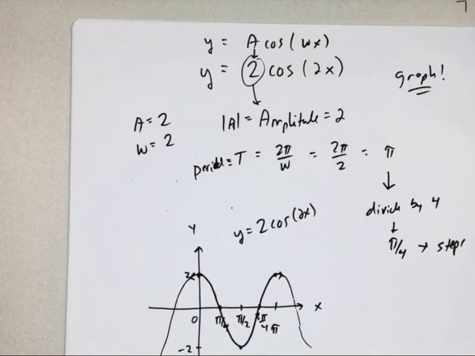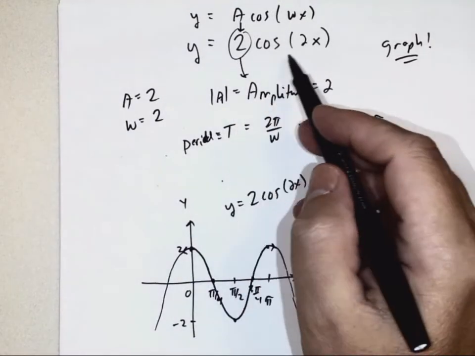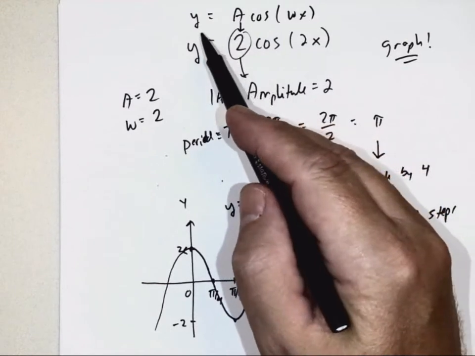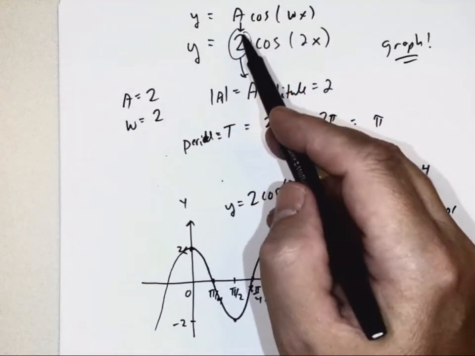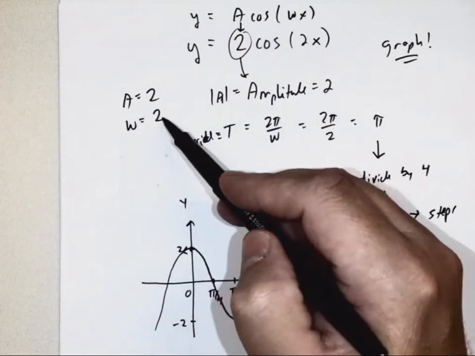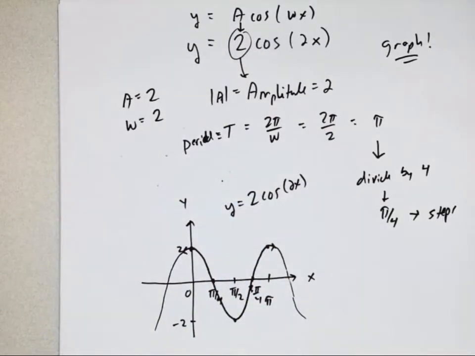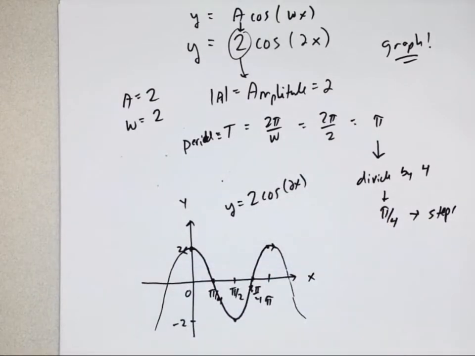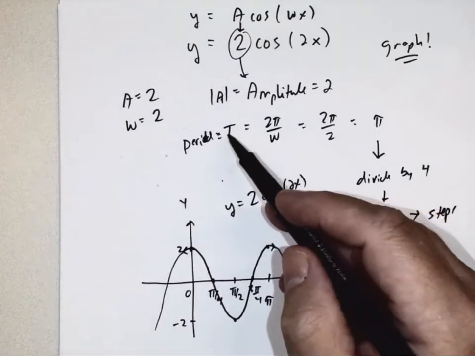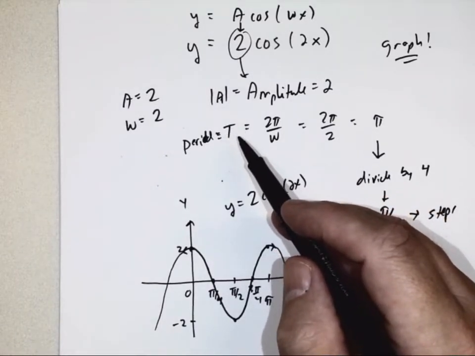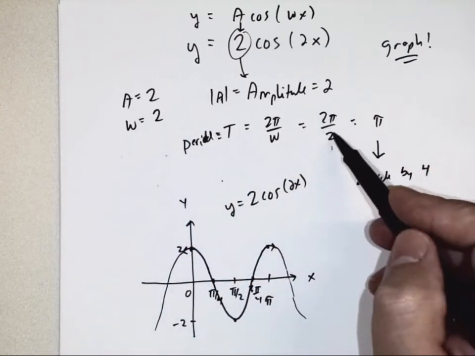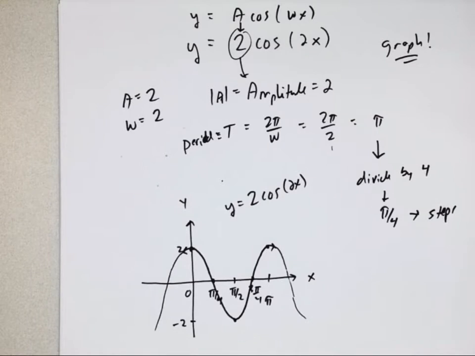So let's review that again. I'm given a cosine equation, a cosine function. Right up here, I write the general function. I realize A is 2, omega is 2. Once I know A, I know my amplitude, so I know how high and how low my graph is going to go. That's really always very easy. Then for the period, I have this little formula, 2 pi over omega. Since I know omega is 2, the period ends up being pi.